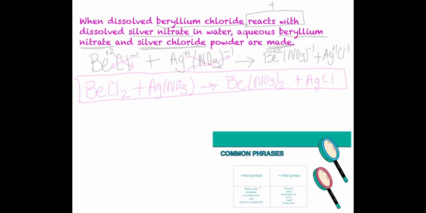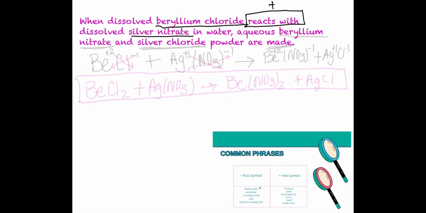So first things first, I want to look for my reactants in here. So when dissolved beryllium chloride reacts with dissolved silver nitrate in water, boom, here are my first compounds. I have beryllium chloride, okay, reacts with dissolved silver nitrate, okay. I see that these two are going to be in my reactants. Now I'm going to go back also because I see reacts with, which when I go to my common phrase, I see that reacts with means that I'm going to have a plus sign. So I know that this plus sign is going to separate my two compounds.